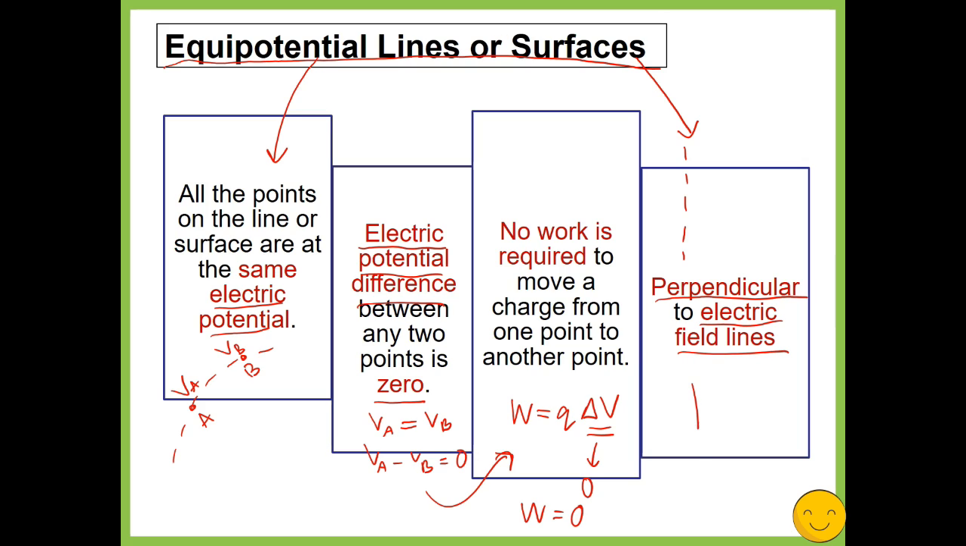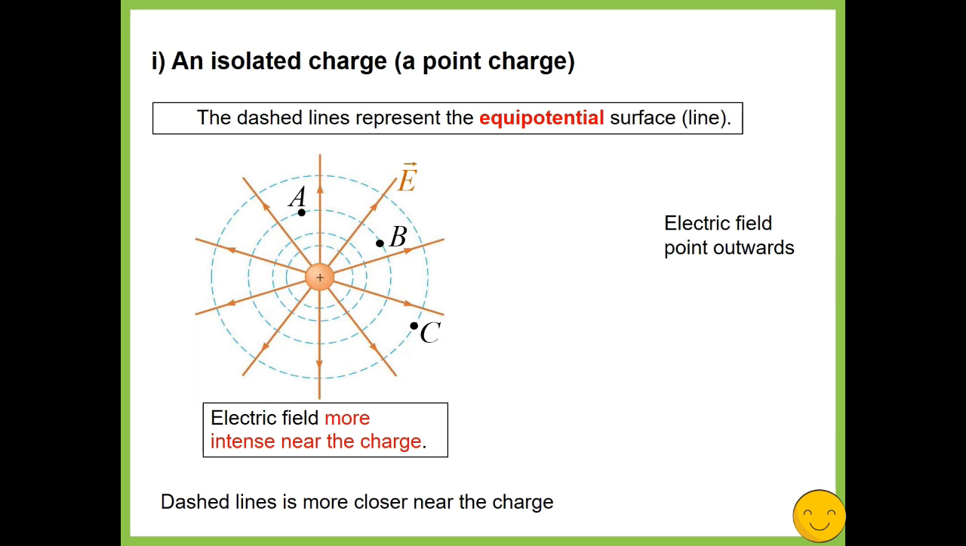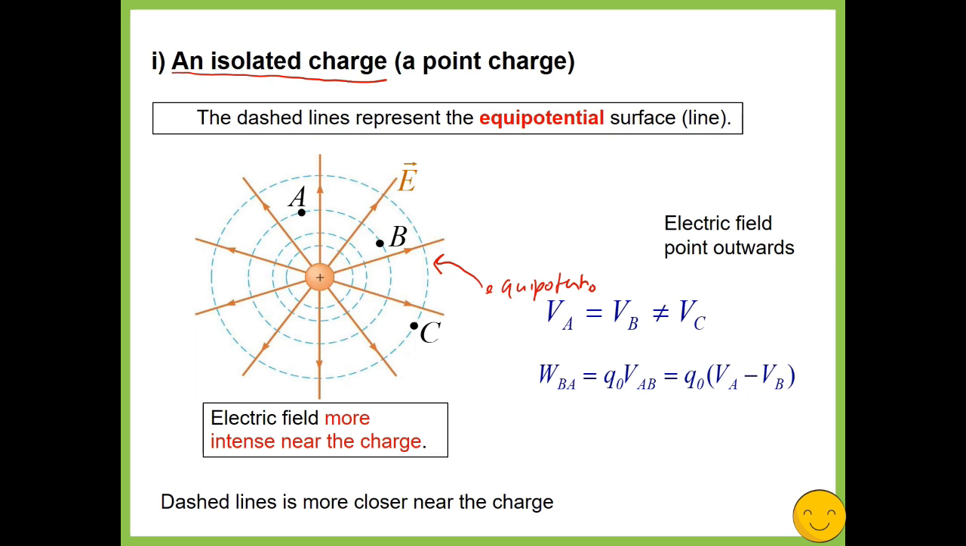So let's say this is your electric field lines. We must draw our equipotential lines perpendicular to the electric field lines. So this is our equipotential lines. Based on the given condition, for an isolated charge, this blue dotted line here is our equipotential lines, and this orange line here is the electric field lines. You can see that these two lines are perpendicular to each other at any point.